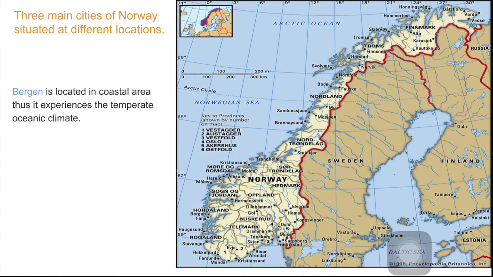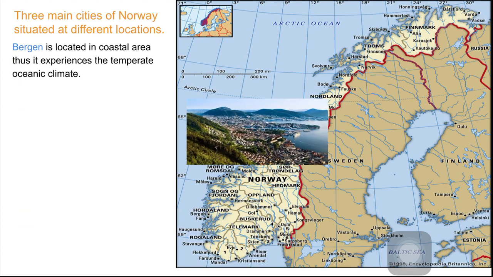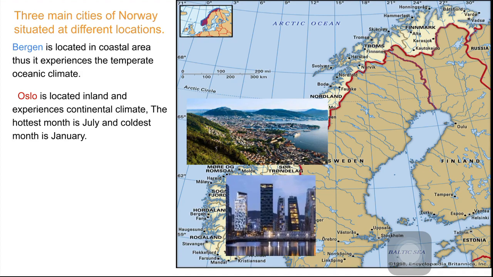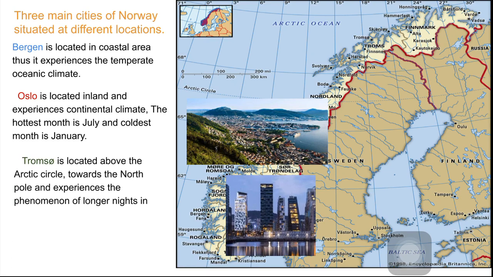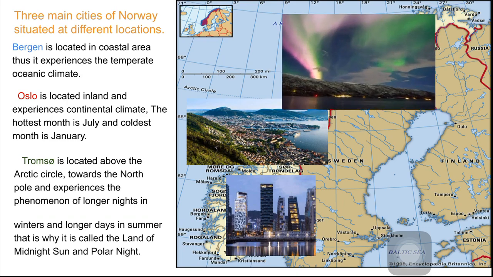First is Bergen. Bergen is located in a coastal area, thus it experiences a temperate oceanic climate. Then Oslo. Oslo, the capital city of Norway, is located inland and experiences a continental climate. The hottest month is July and the coldest month is January. And this is the location of Oslo. And the next is Tromsø, located above the Arctic Circle toward the North Pole, and it experiences longer nights in the winter and longer days in summer. That is why it is called the land of the midnight sun and polar night.